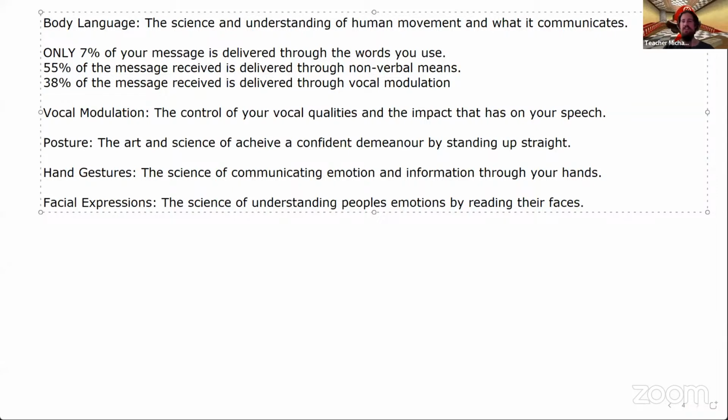And facial expressions, I like to think of as the science of understanding people's emotions by reading their faces. I won't talk about micro expressions, that's off the topic. But yeah, if you're debating about a topic that is controversial or upsetting, maybe it makes you angry.